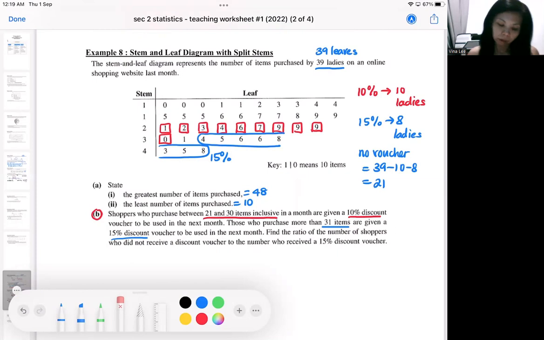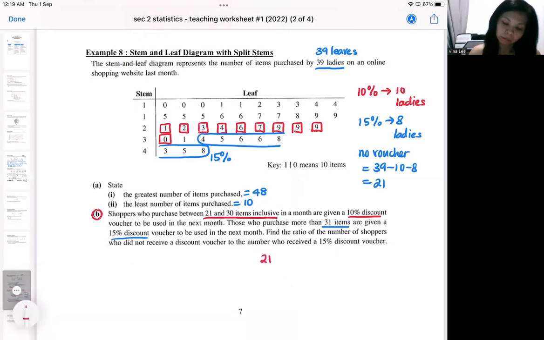Based on this, the ratio of those who never receive will be 21:8. I think there is a bit of answer discrepancy. I think the 31 is weird. The 31 doesn't receive any voucher. It doesn't make sense, so I think there might be a typo in this. Purchase more than 31, I think it should be 31 inclusive.